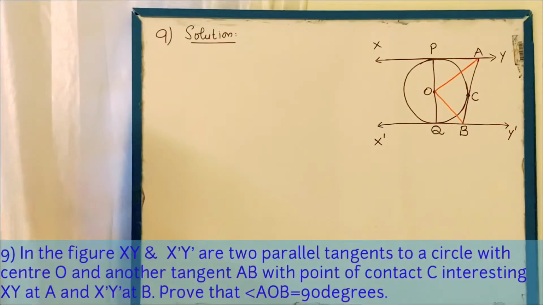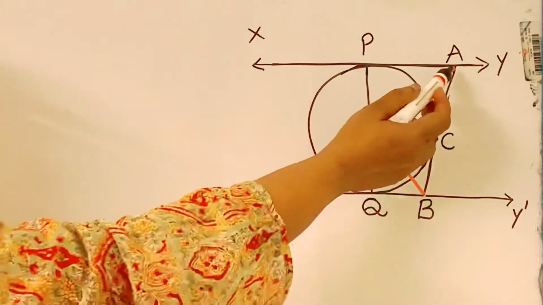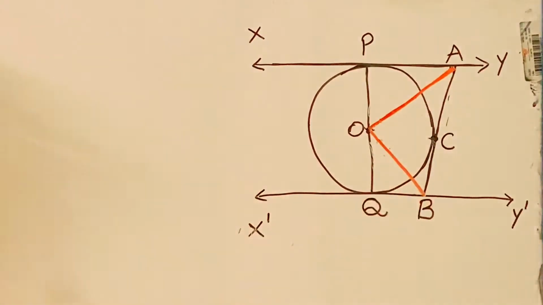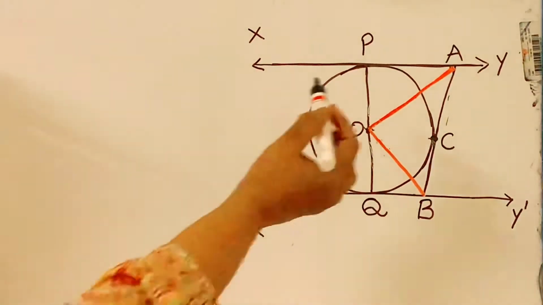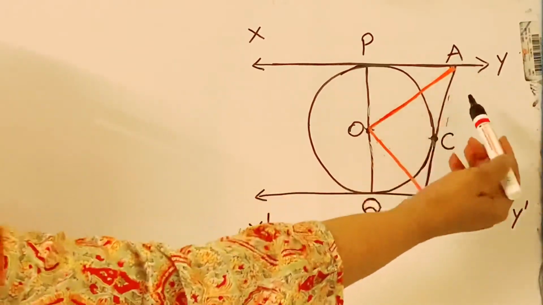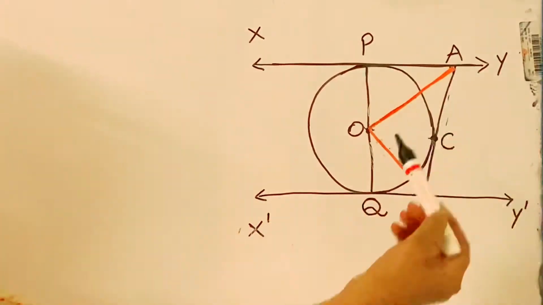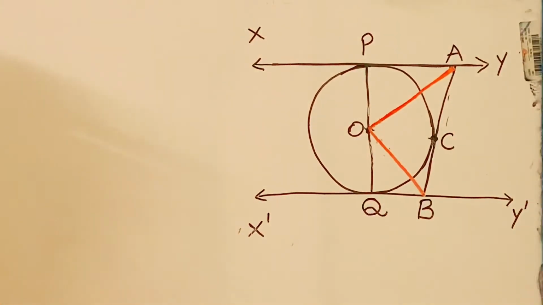Question number 9. In the question, given that XY and X dash Y dash are two parallel tangents to the circle, and we want to prove that angle AOB is equal to 90 degrees. Now look at the figure. A is a point outside the circle, and AP and AC are two tangents to the circle.